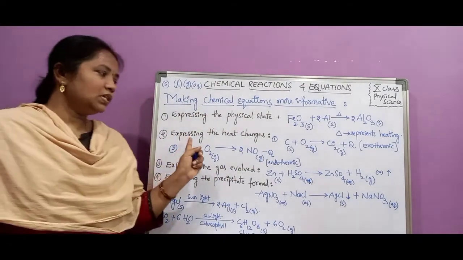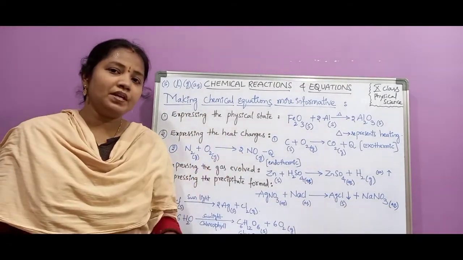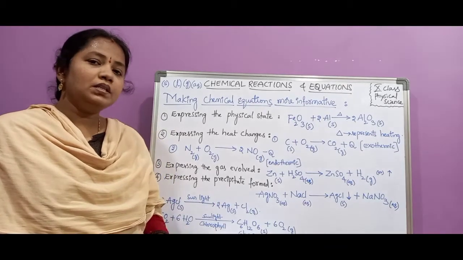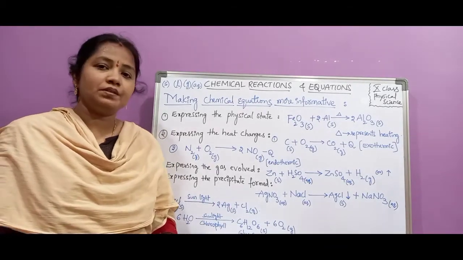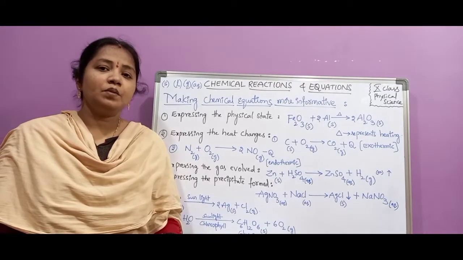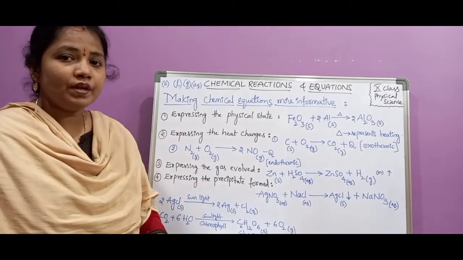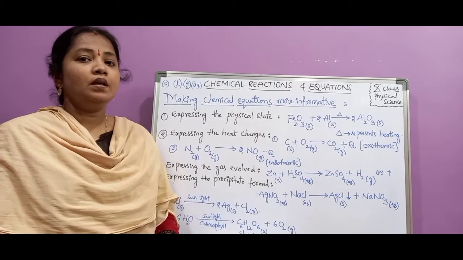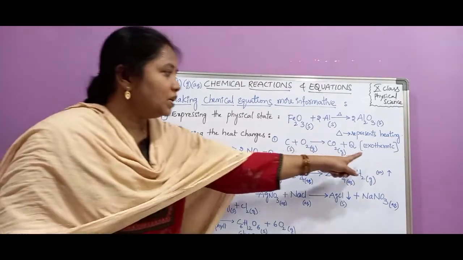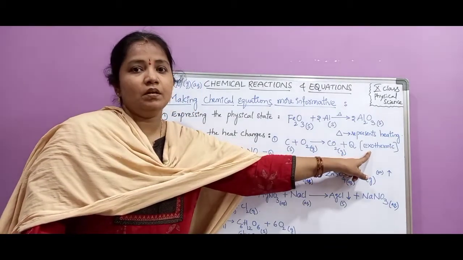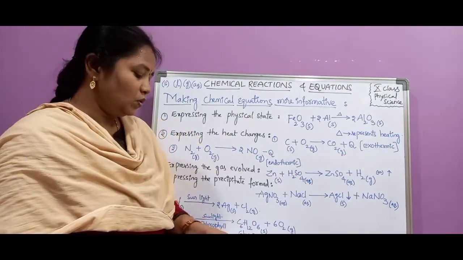The second one is expressing the heat changes. In the previous class we learned that some reactions are exothermic and some reactions are endothermic. Exothermic reactions are the reactions where heat energy is liberated, that means heat energy is released outside. So in exothermic reactions we always have to represent that heat energy is liberated outside.